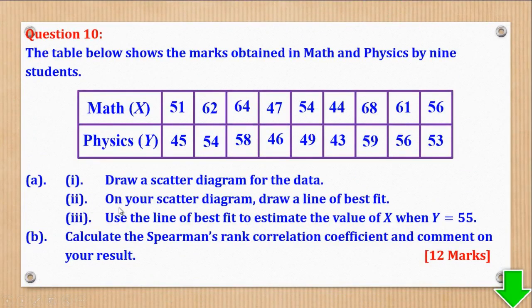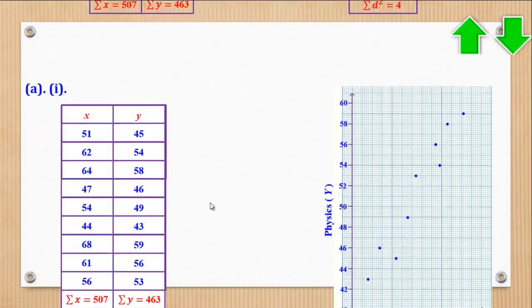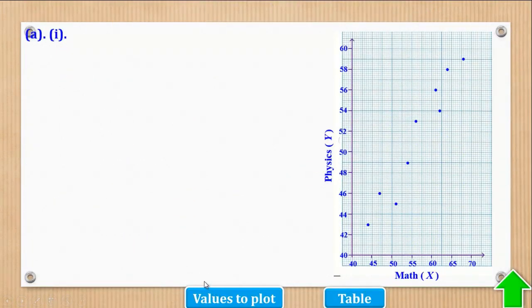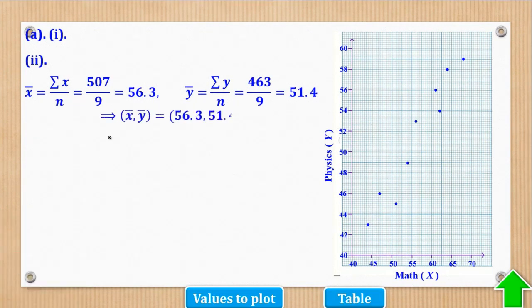Next is, they said, on your scatter diagram, draw a line of best fit. So for you to draw the line of best fit, you must get the mean point. So you come here and say that the mean point x bar is that, y bar is that. Therefore the mean point will be this one. Now this point has to also be located on your graph, which is that.